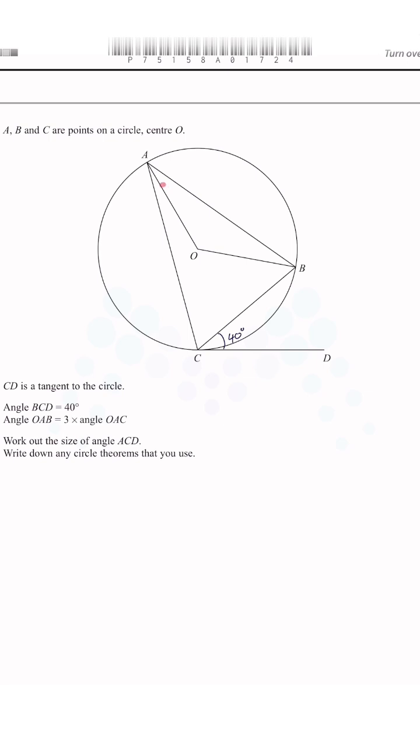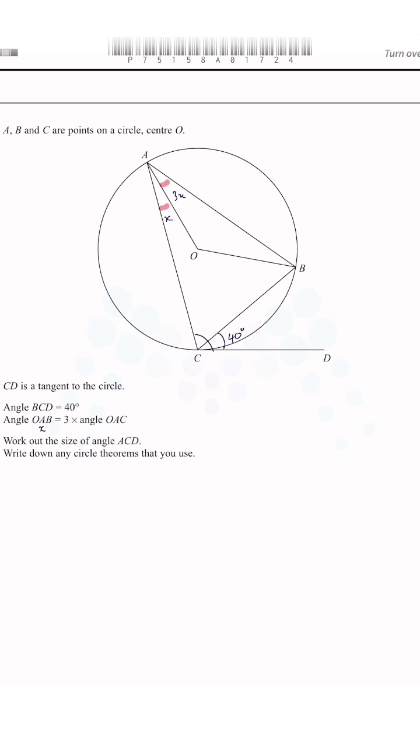OAB is this one over here, and this is OAC. Now, if I call this x, then the other one is going to be 3x. So I've got OAB, this is 3 times the other one, so this is going to be 3x, and this is going to be x. It said work out the size of angle ACD. So they want me to find this angle over here. And they said write down any circle theorems you use.